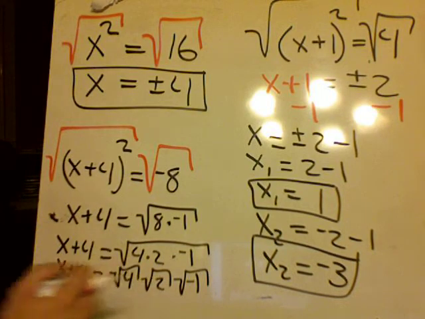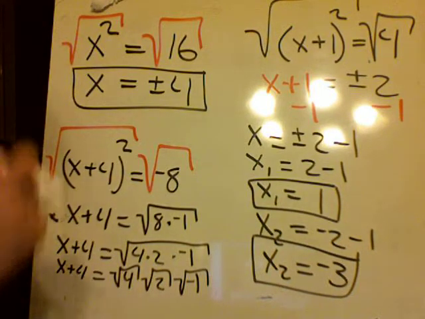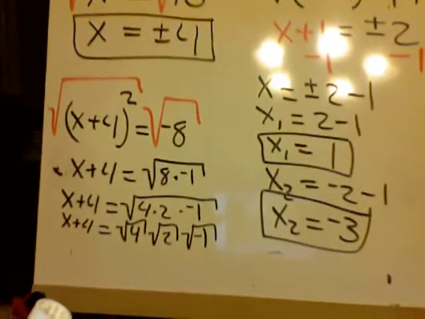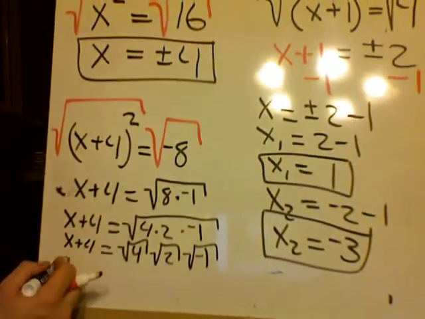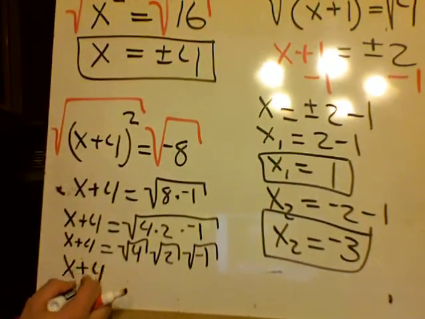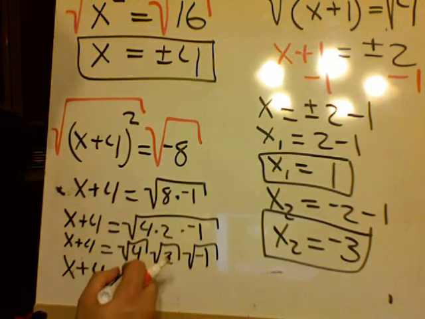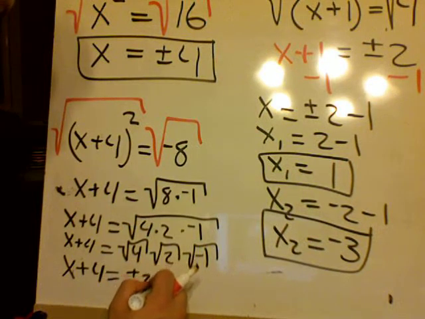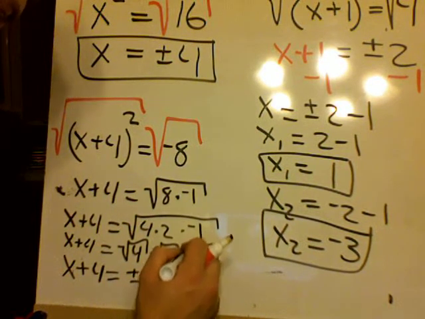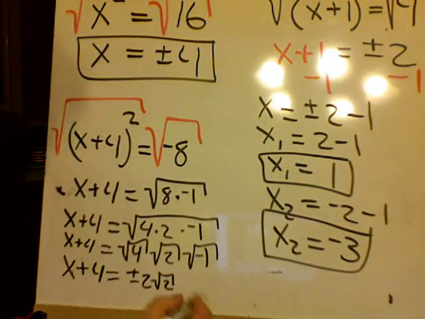Well, what's the square root of 4? Please say plus or minus 2. A lot of times people go, well, my calculator says it's just a 2. Your calculator lies. It's a liar. It wants to mess you up. And the square root of negative 1 would be an i.